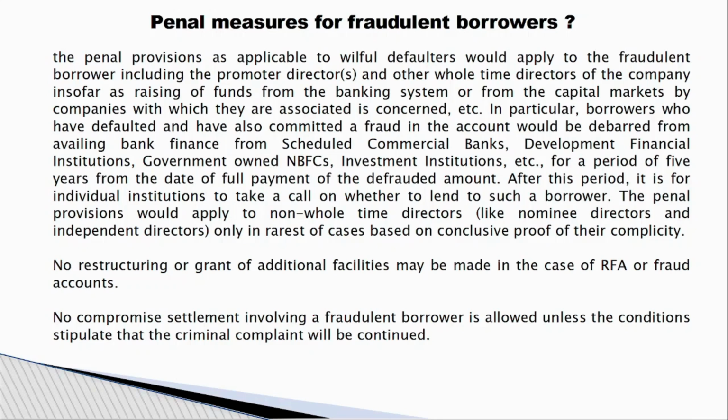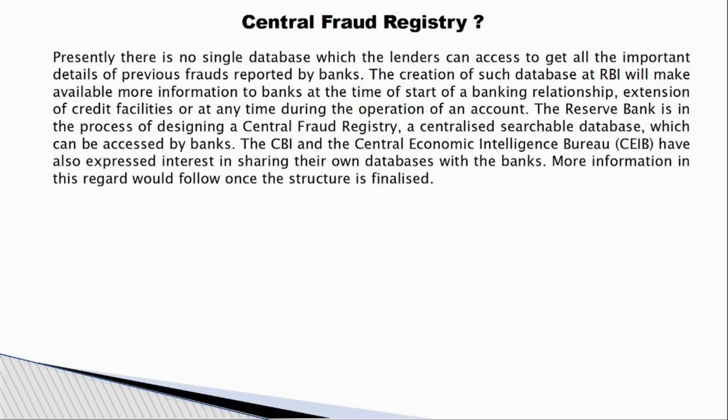So penal measures, fraudulent. Whatever accounts where we find the early warning signals and you make it a red flagged account, those accounts should not be given any additional facilities, no restructuring. Whatever the existing loans, you should not restructure. And no compromise, no settlement with the red flagged accounts. This should be followed for all red flagged accounts.